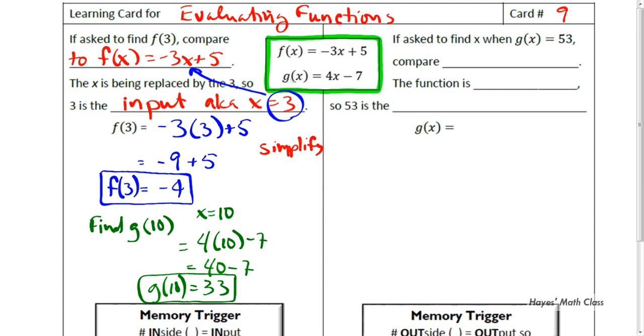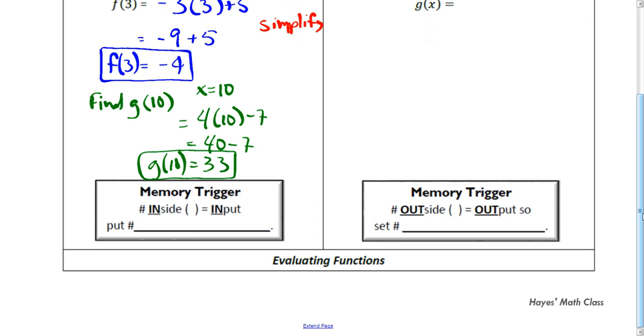Now the memory trigger I wrote down here, and I go back and forth on these because I really want you guys to understand the concepts behind it. But, okay, it's inside the parentheses. If it's inside the parentheses, that means it's an input. If it's input, then that means you're going to put the number into the expression. Input goes inside. That's part of the reason why it's called input. It goes into the machine.